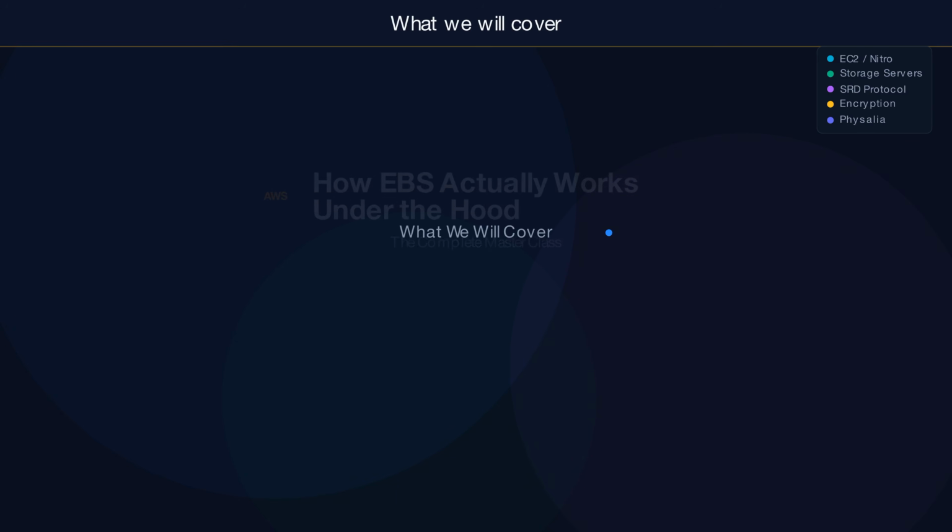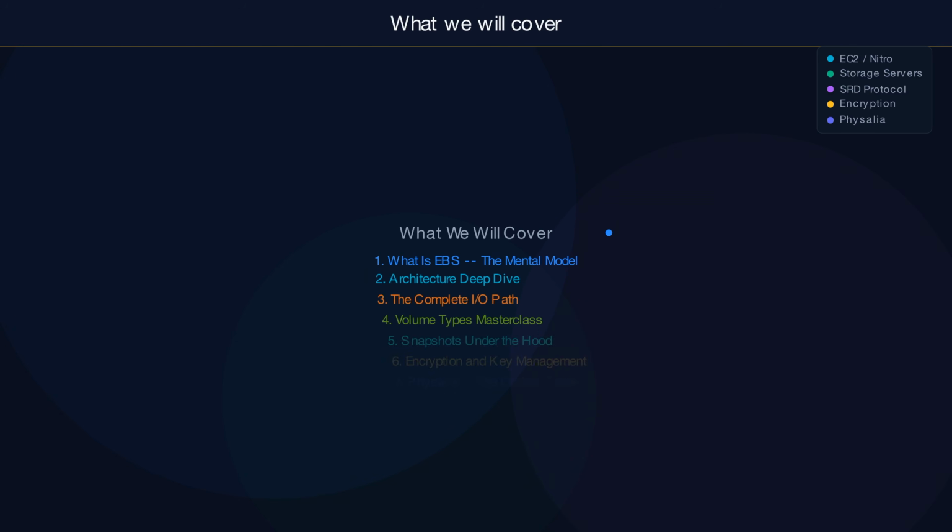Here is our roadmap. We will start with the mental model of what EBS is, then dive into its architecture and the complete I/O path. We will compare all volume types, explore how snapshots work, understand encryption, meet Physalia the control plane, and finish with performance tuning. Let's begin. EBS stands for Elastic Block Store.